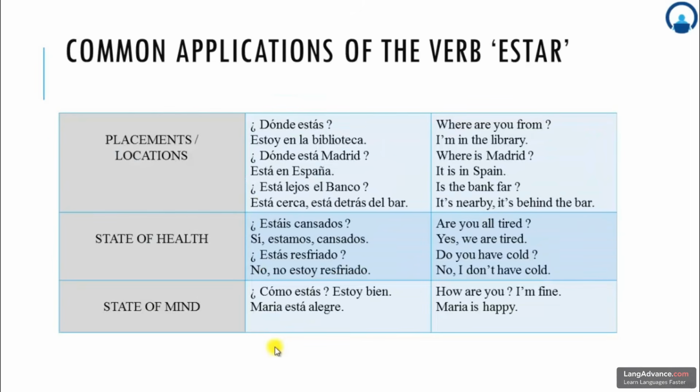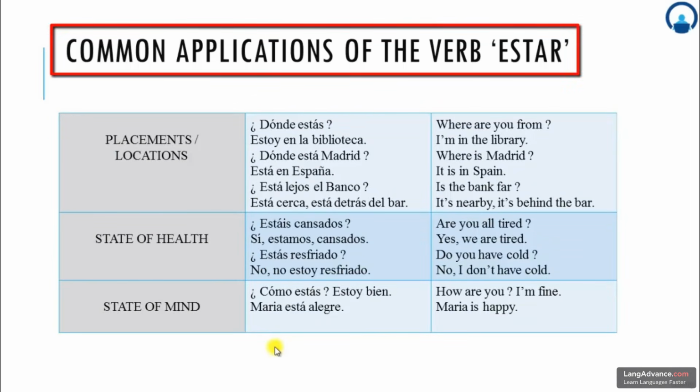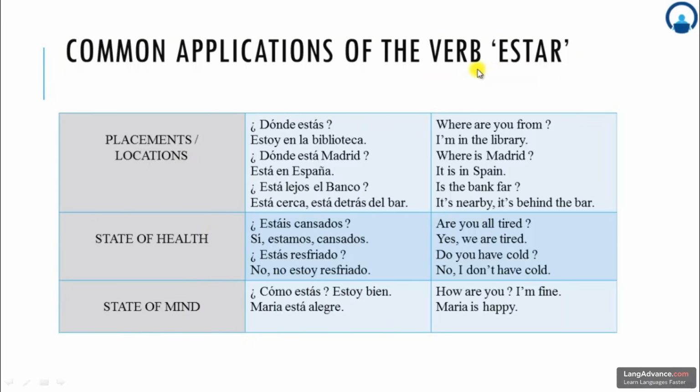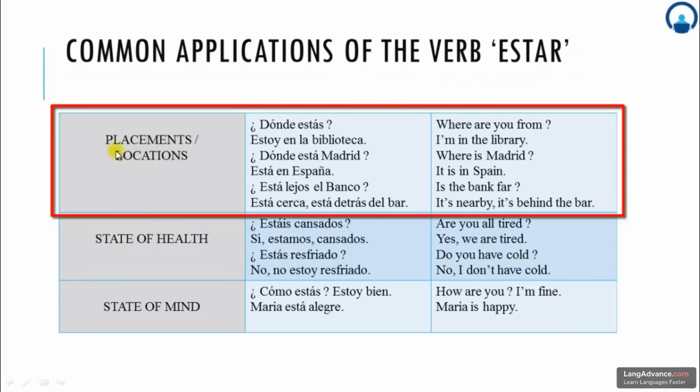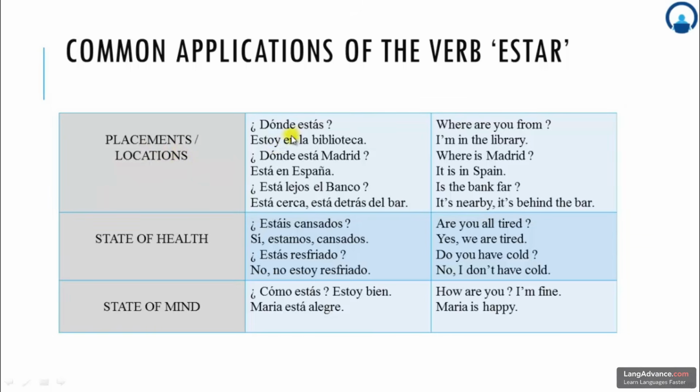We have got a table wherein we have the common applications of the verb estar. As I've said, the verb estar is used when we are describing a variable state. We have a variable state for placements or location, the geographical location. We'll see it by some examples.